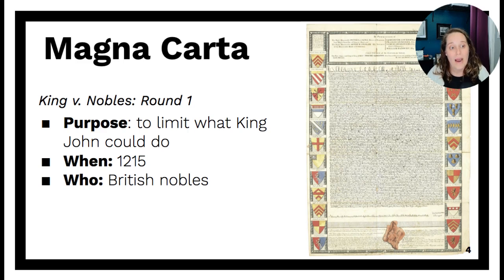The nobility was powerful enough to force King John to sign the Magna Carta, and they really did have to force him. He did not want to sign this. He didn't want to just give up his power. They had to force him to do this. This was a really big deal because it introduced some of those big ideas that we just talked about. So let's go in and actually look at what some of those ideals mean.